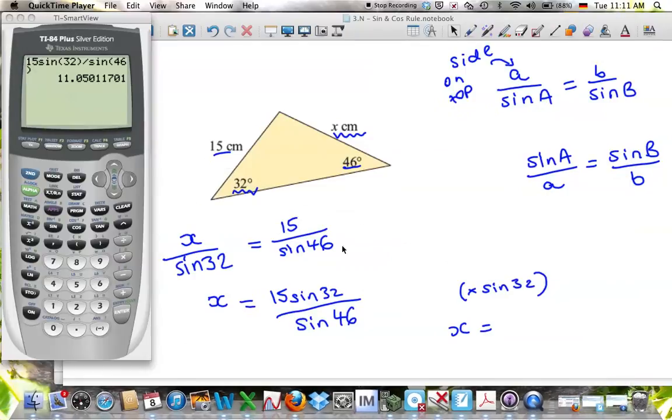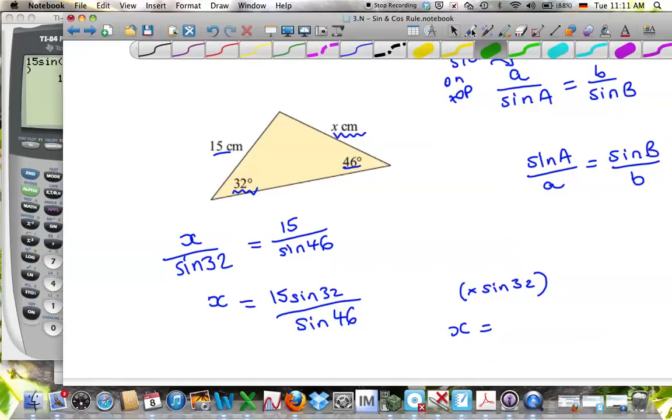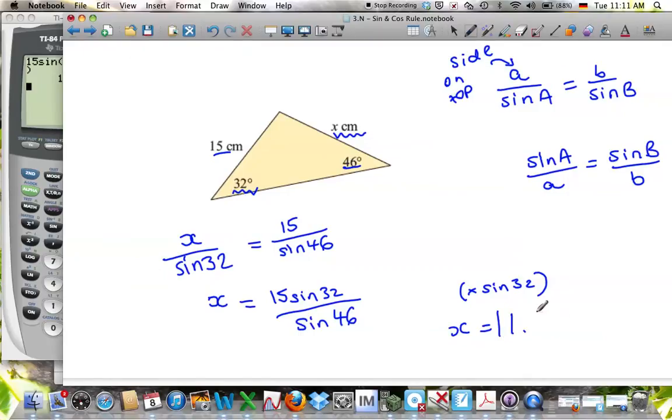Okay, slight interruption. We've typed that into the calculator and that's our answer. So we're going to write that in. Usually write several decimal places first, 11.05011..., and then round it off to 3 significant figures. Yep. Don't forget those units.